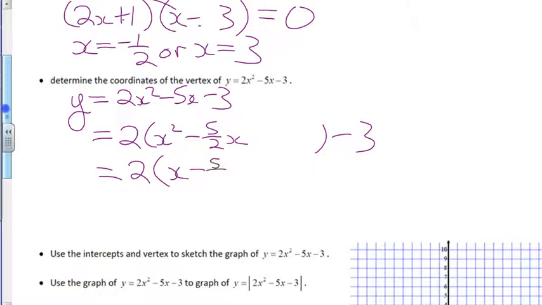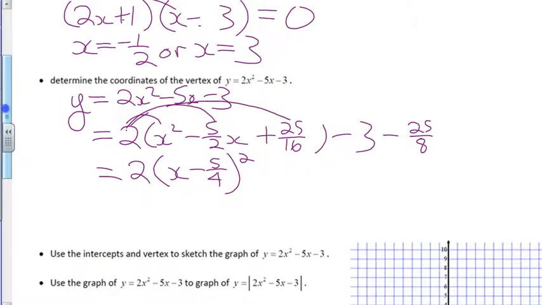Half of 5/2 is 5/4. And you're going to square that. The square of 5/4 is 25/16. So we're going to add 25/16. Well, not really. What did we just add? We added 2 times that, so we added 25/8. So what are we going to do out here? Subtract. We're going to subtract it. If you expand this now, you'll get 2x squared minus 5x plus 25/8 minus 25/8 minus 3, and you'll be back at this line. So these 2 lines are identical to each other, which is what we want.